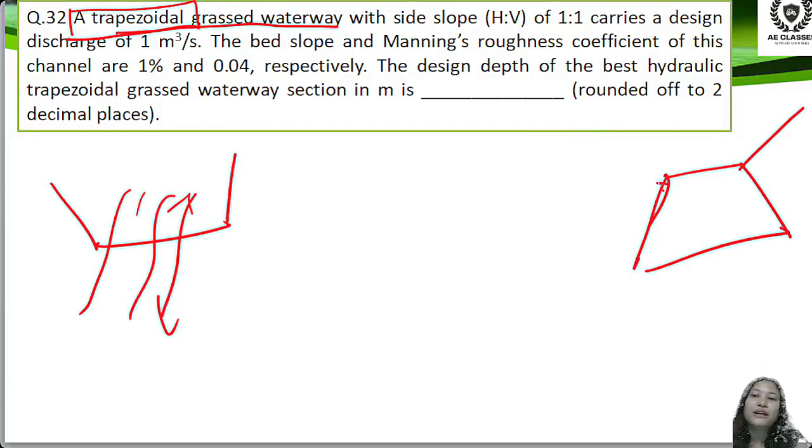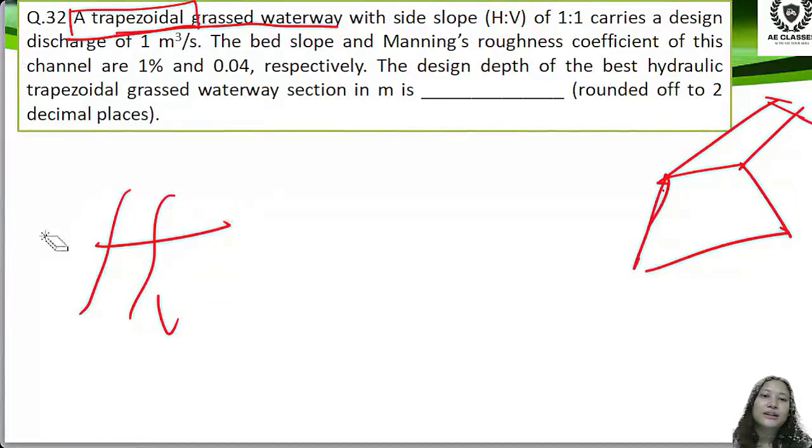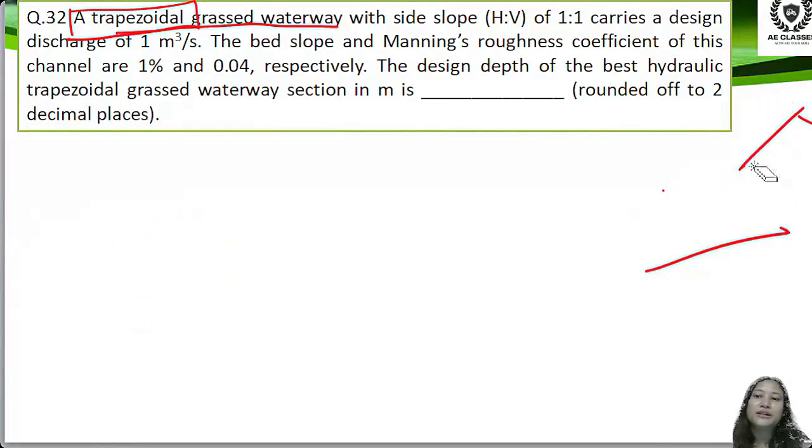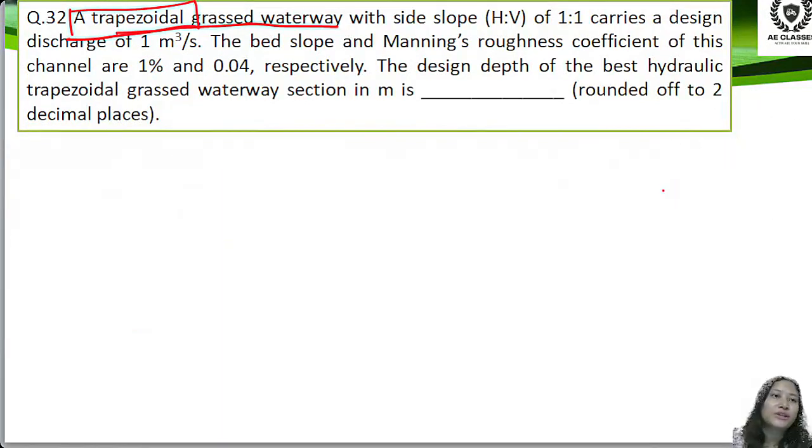So if you know how to find out the dimensions of this, then you can easily solve any kind of problem related to this trapezoidal shape. So let's make a trapezoidal waterway as per the given question. Just a second.